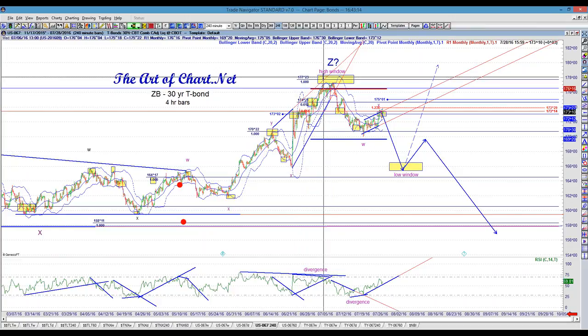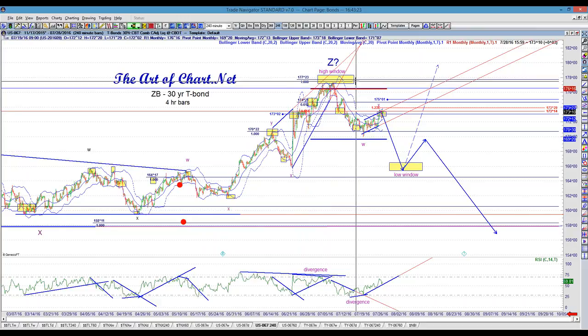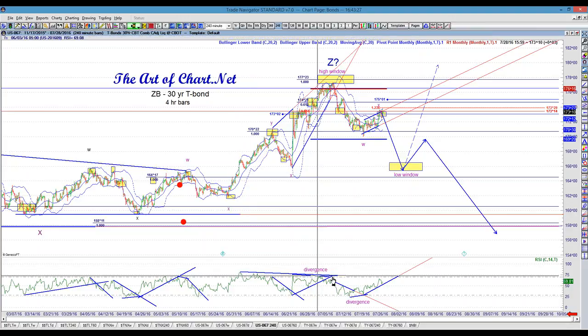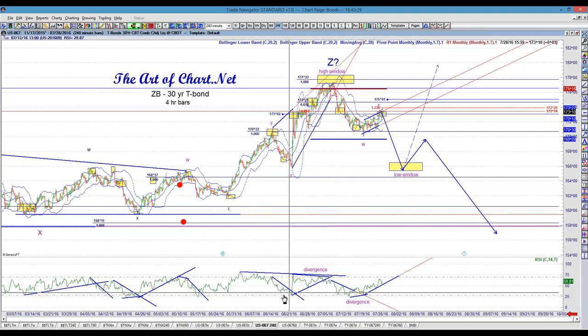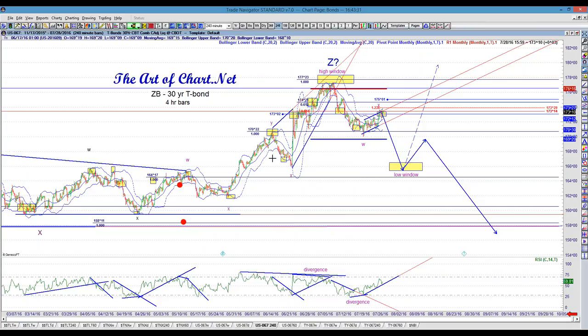So I'm doing the same thing here that I do on indexes. And by the way, here's your high window. So I use cycles for timing. And I think placing price and time is important. By the way, look at RSI. There's your divergence, okay? We were looking at a possible short wave here at the 618, okay? And we were looking for the full Monty at the 77.23.